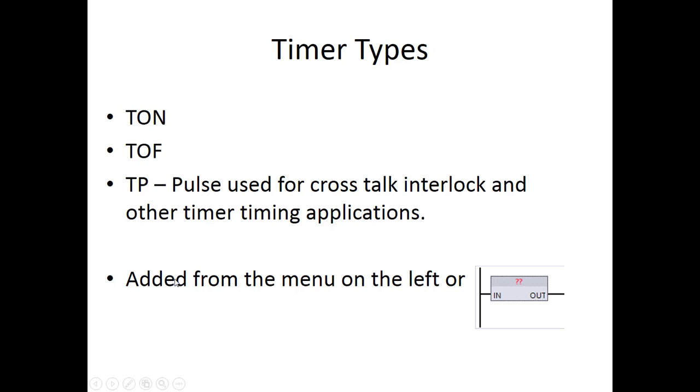So how is it added? Well, you can add it from the toolbars, or you can just drag in the command here with the question marks in it, and then you double click the question marks, and then you can pick TON, TOF. For the counters, it's the same way. Add the counter up, counter down. So this is a quick way to add it.